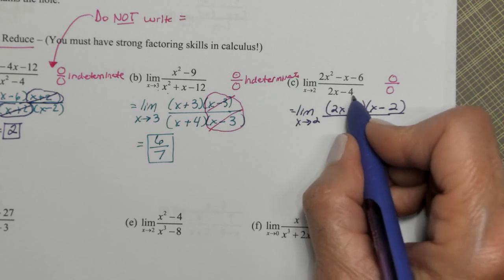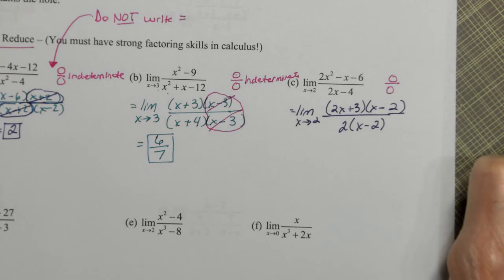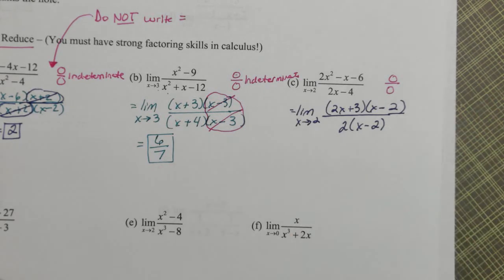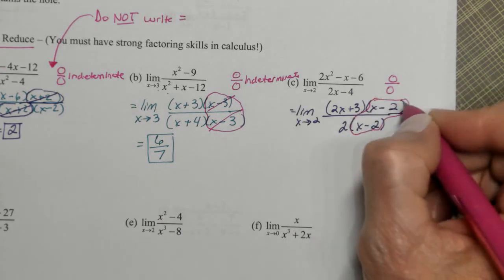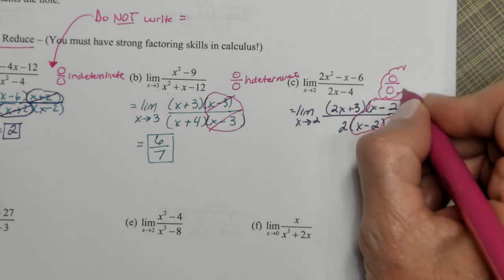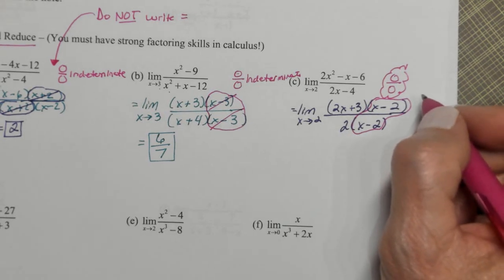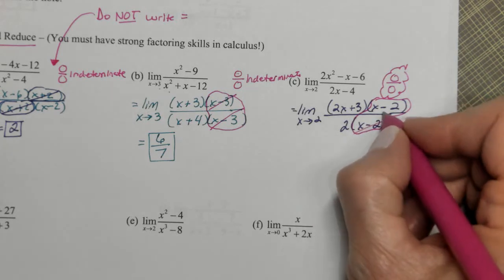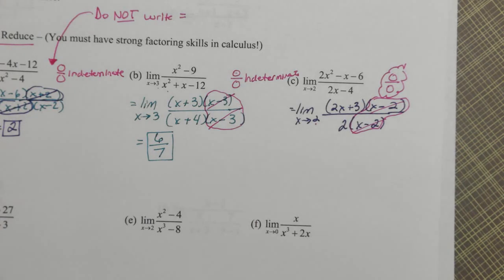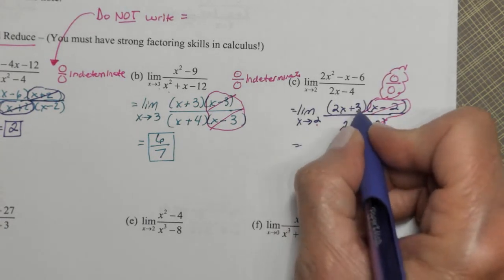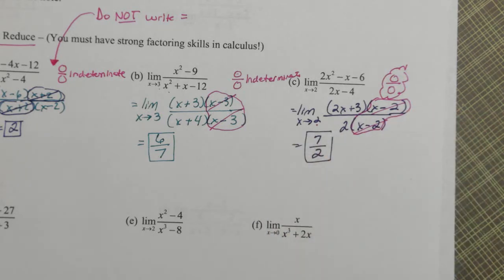In the denominator, there's a 2 in common, so we're going to take out a 2, like that. And sure enough, not surprisingly, I see my hole. I knew it was going to be there because I got 0 over 0. I knew it was going to be there, I just had to find it. So cancel those out, put 2 in for the remaining x's, and we get 4 plus 3 divided by 2. And that's my limit.